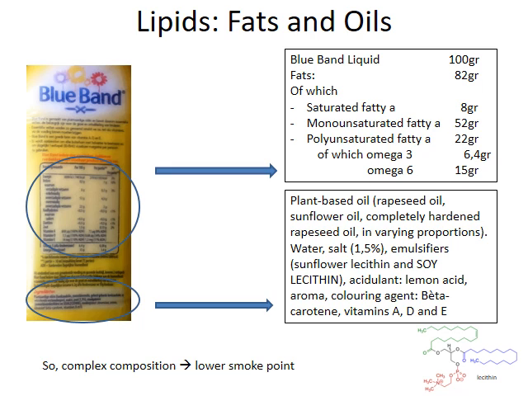Because they use water, the taste is different, and to get again a good taste, they add an acidic component, in this case lemon acid, and they add aroma, and they add coloring agents. And to make it more healthy, they add vitamins A, D, and E. Well, you can expect, with this very complex composition, that the smoke point of this kind of butter is far lower than the smoke point of a very pure butter.